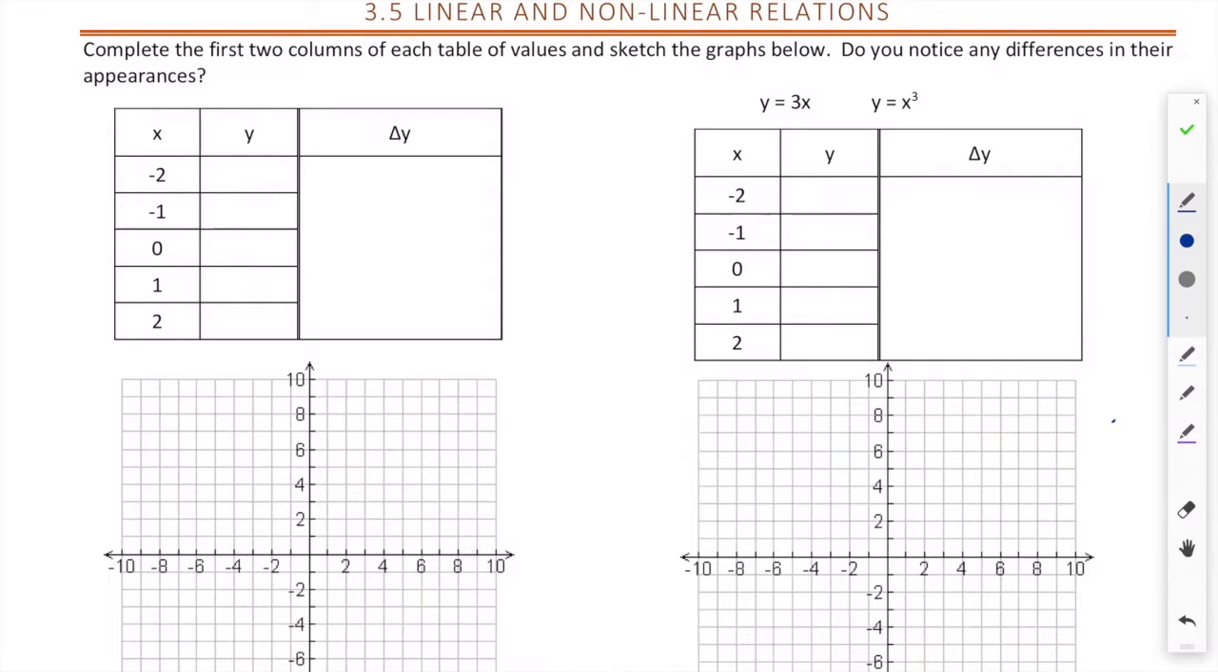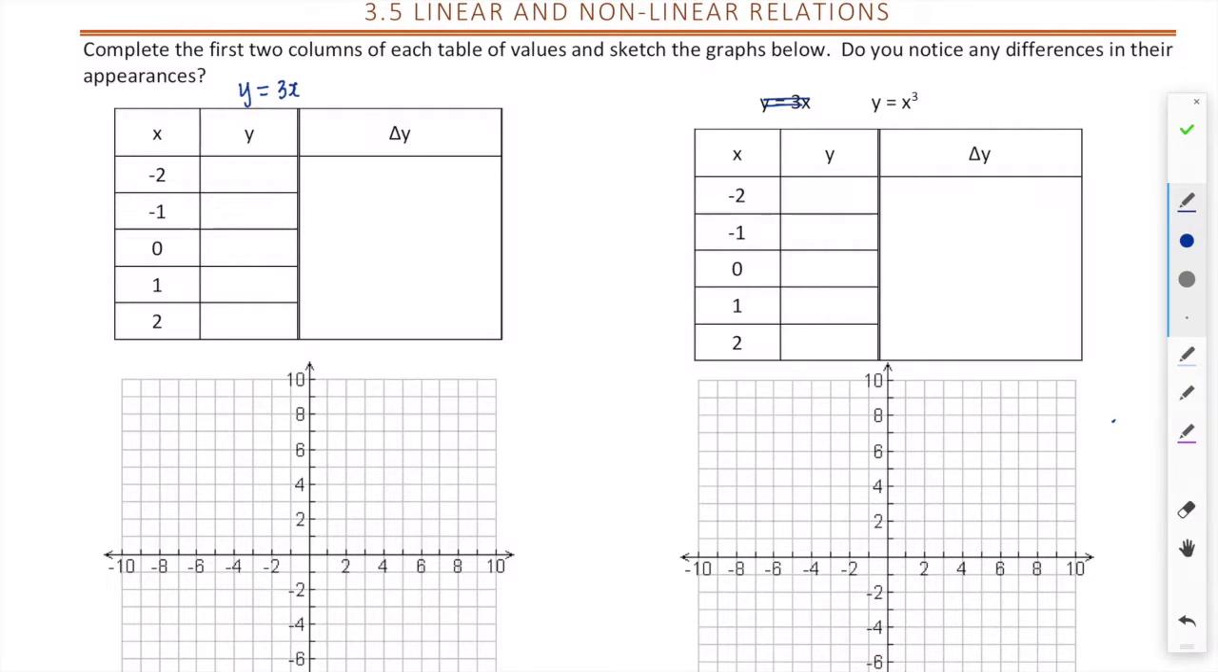So let's begin. Complete the first two columns of each table of values and sketch the graphs below. Do you notice any differences in their appearances? Okay, so the first table of values is for the relation y equals 3x, and the second table of values is for the relation y equals x cubed, all right? So let's work this out.